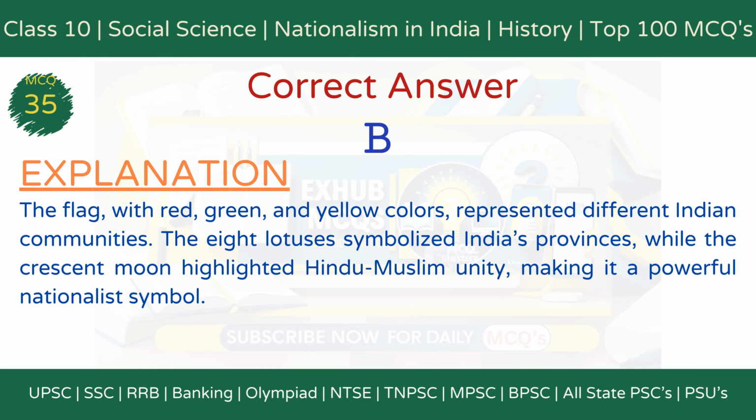The correct answer is option B, Hindu-Muslim unity and self-rule. Explanation. The flag with red, green, and yellow colors represented different Indian communities. The eight lotuses symbolized India's provinces, while the crescent moon highlighted Hindu-Muslim unity, making it a powerful nationalist symbol.